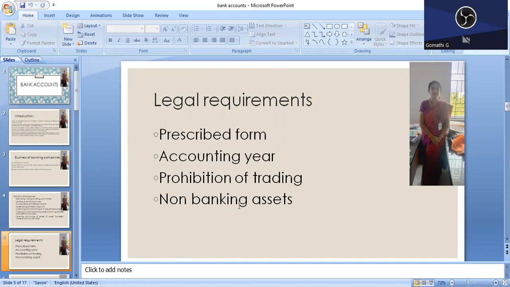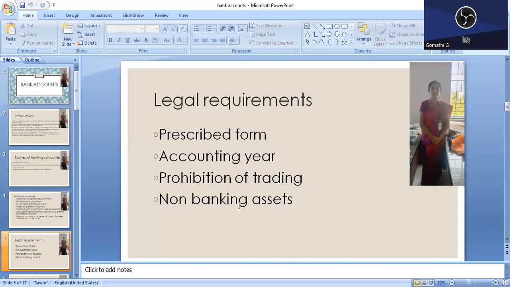Next one is prohibition of trading. A banking company cannot directly or indirectly deal in the business of buying or selling or bartering of goods, except in connection with the realization of security given or to be held by it, or engage in any trade or buy, sell or barter goods otherwise than in connection with bills of exchange received for collection or negotiation, or for the administration of estates as executor, trustee or otherwise.